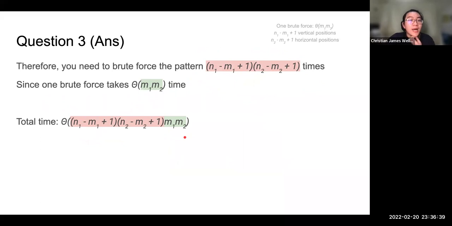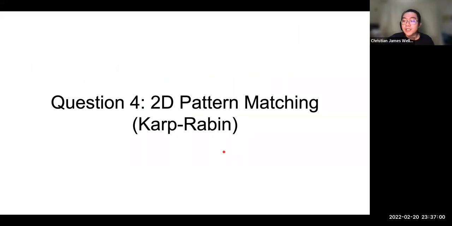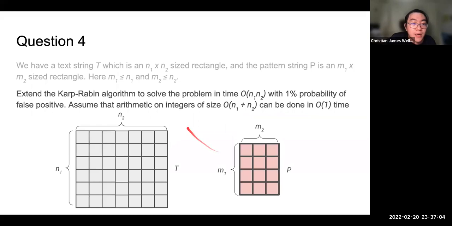If this was too hard to see, you can of course just express it as N1 N2 M1 M2, because N1 upper bounds this value over here. I hope that was pretty simple. But really the most interesting question of the day will be this Karp-Rabin version. This might take some time. I don't know how long I'll take to explain it, but hopefully I get to explain it clearly.